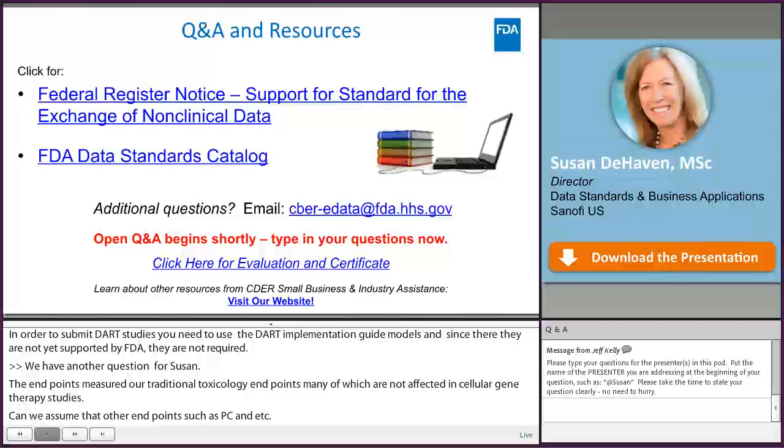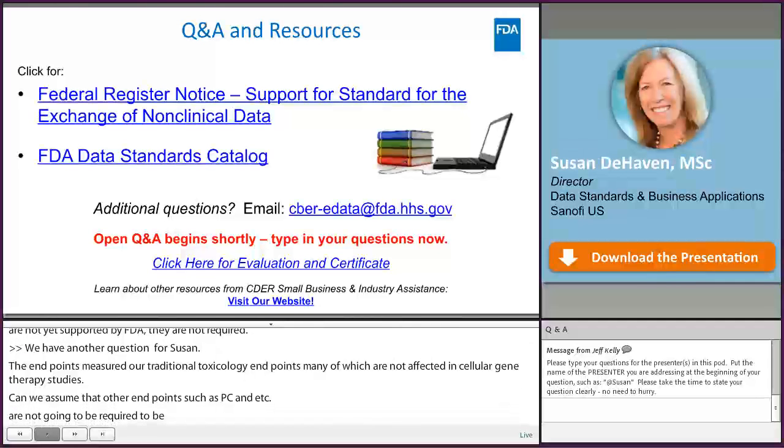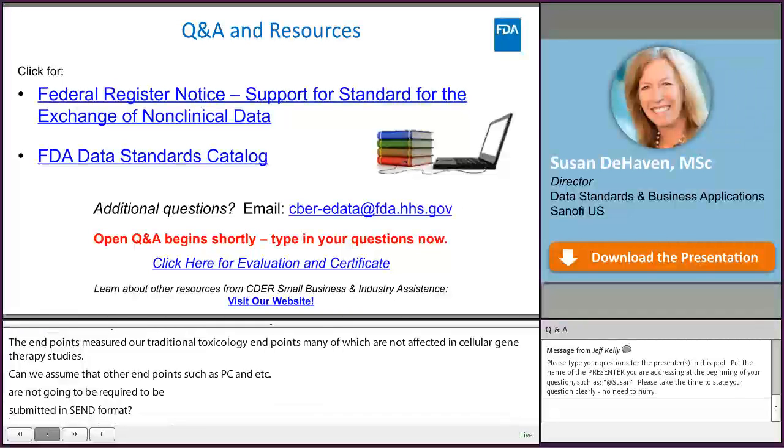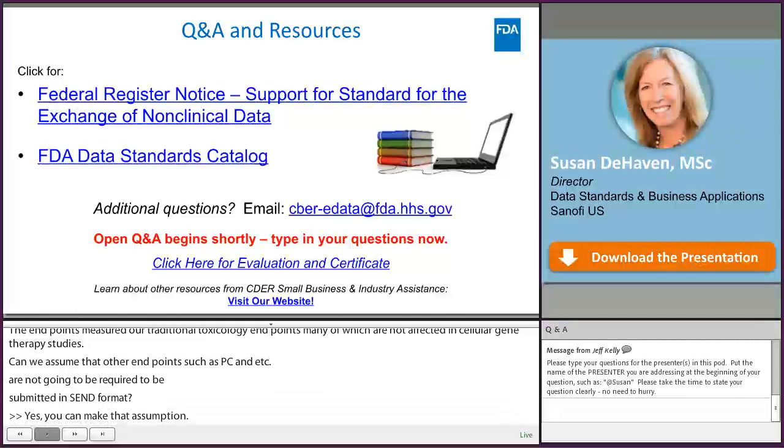Yes, you can make that assumption. I think as we evolve in the Send for CBER team, I can tell by the questions here, this is an area where I think we would like to explore some more clarity to be able to be published to the industry. But yes, there's definitely endpoints we understand and reviewers understand that will not fit in SEND, so cannot be required to be submitted in SEND.